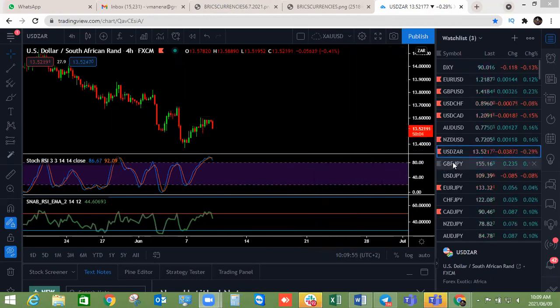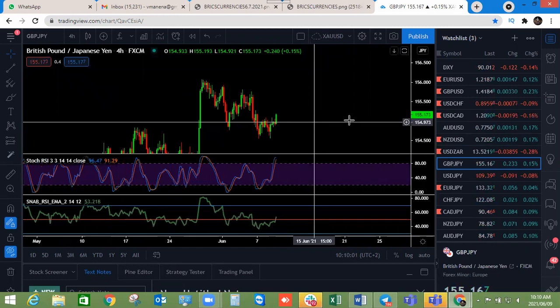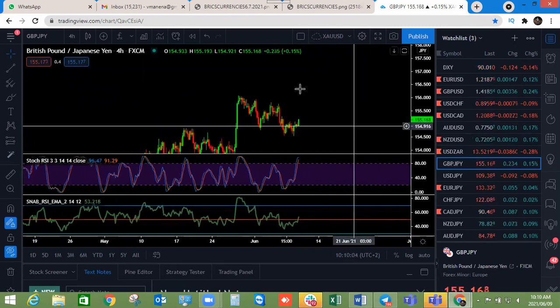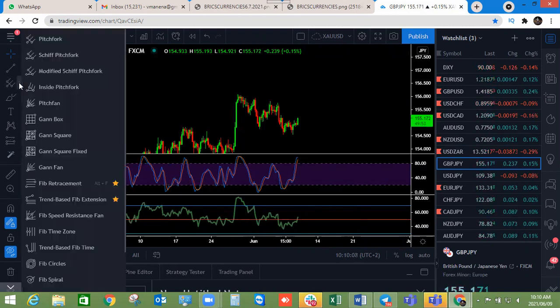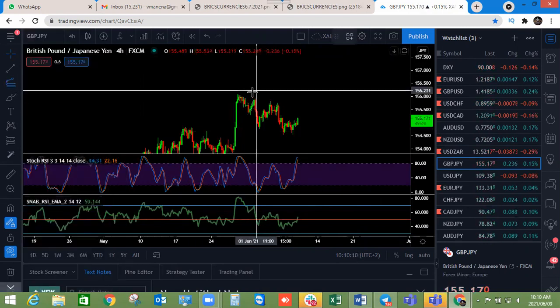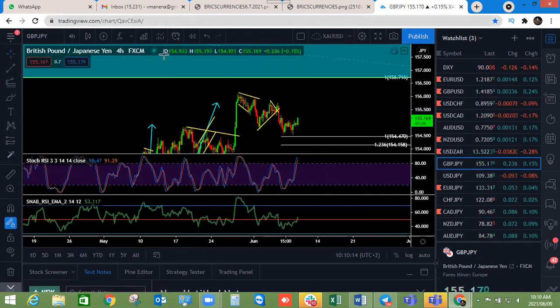Right, so this is US dollar ZAR, pound yen. Let's go into the pound pairs. Now, let's have a look here. Are we in the blue box yet as far as pound yen is concerned? Let's have a look and draw the fib here. So looking at this, the blue box is already projected. We've missed it by a few pips. This is where we are as far as the blue box is concerned.